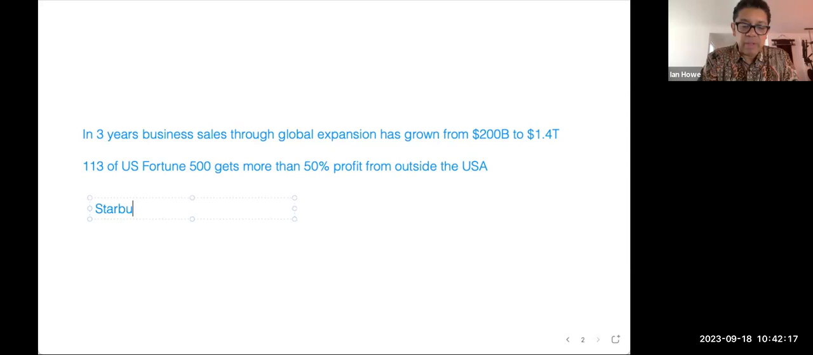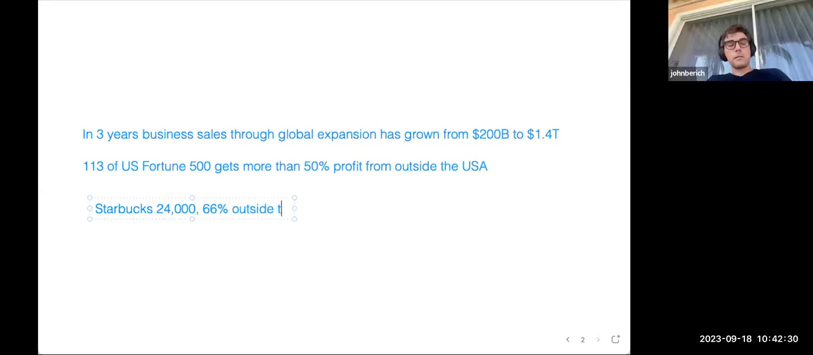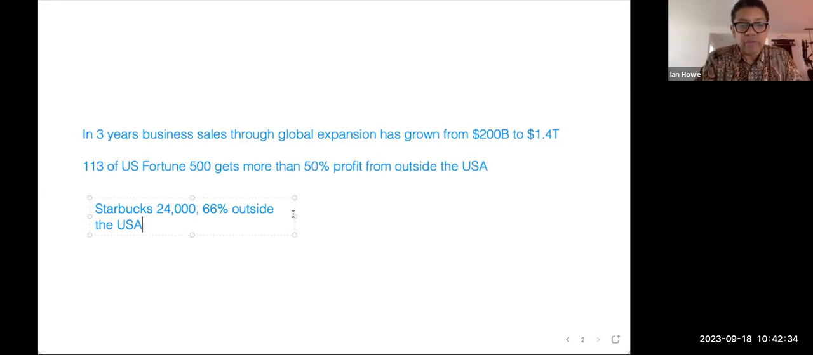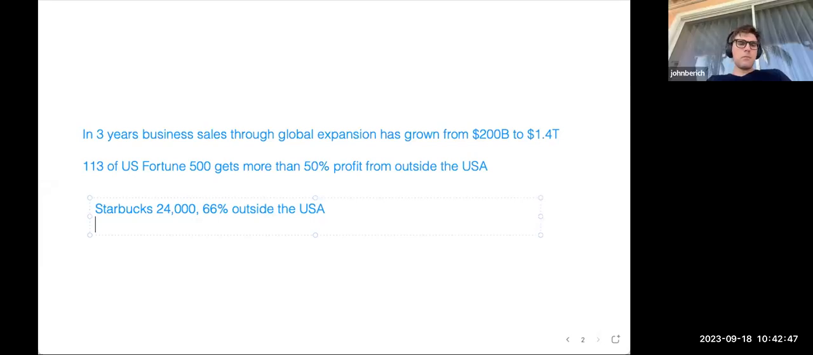But Starbucks has 24,000 stores around the world, and 66% are outside the U.S. No kidding. Yeah, as a matter of fact, when Starbucks first moved into China, before they did that, they realized, where are we going to get the coffee beans? And there's going to be a transaction cost to that. So they set up 400 coffee farms in the country of China. Wow.